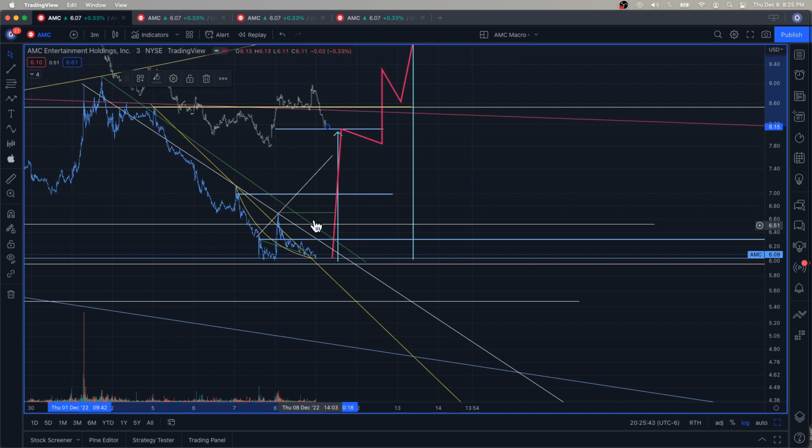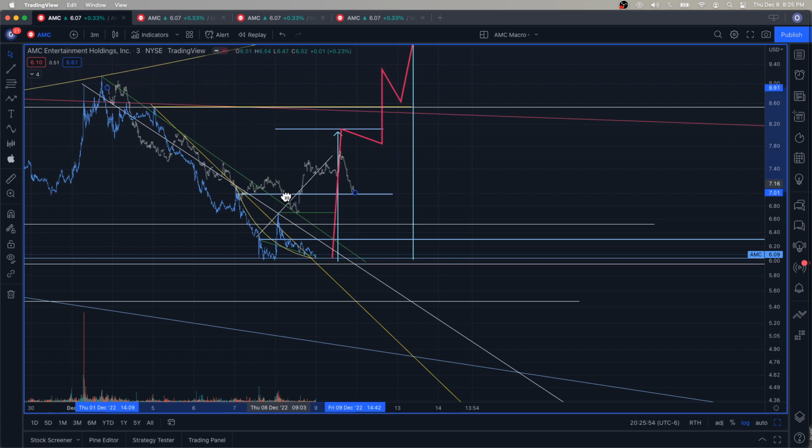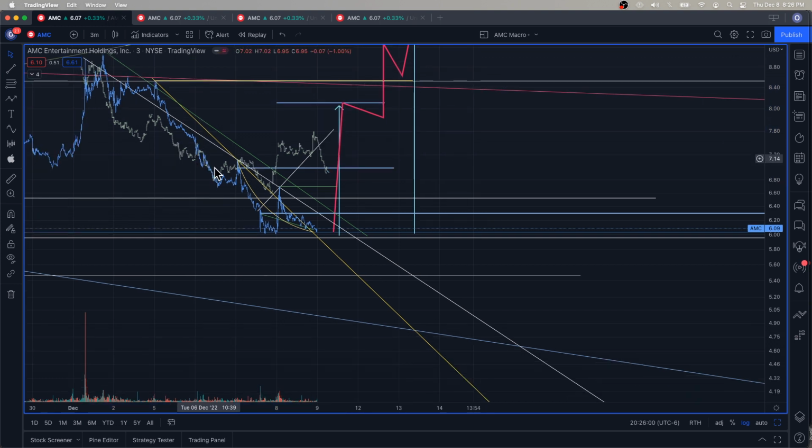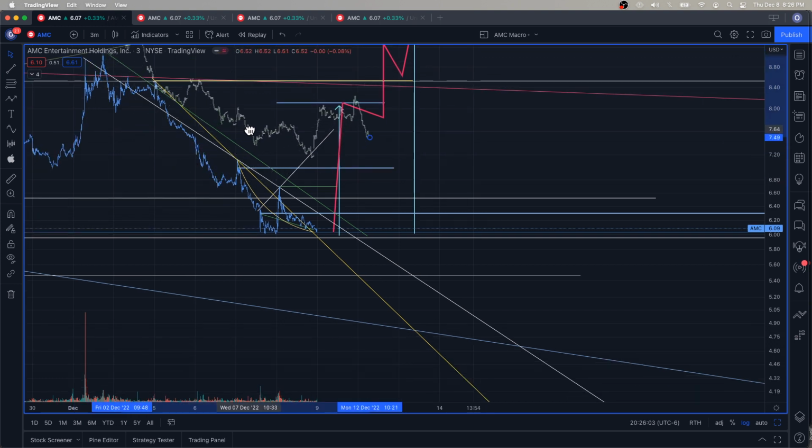I don't think it matters too much. If it runs up to $7 and it consolidates here, and then next week, we start cascading down again to the 6 area, fine, it's okay. The point is not to be perfect about everything. It's just to have the general idea of what to expect.